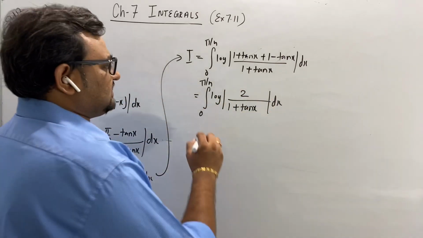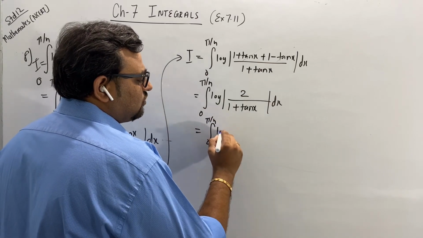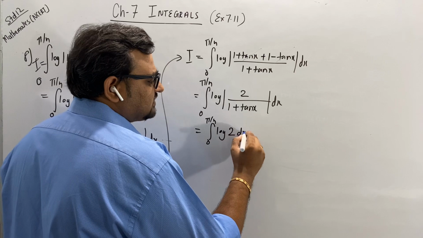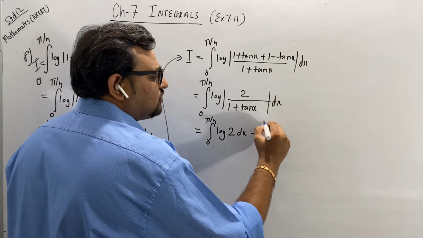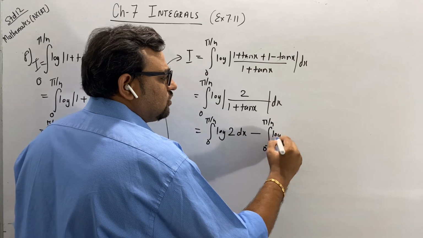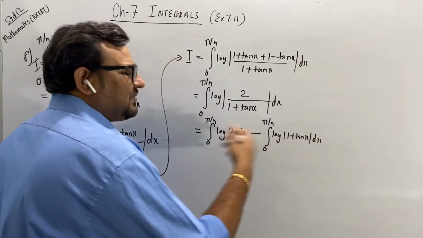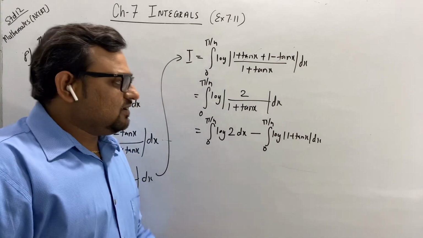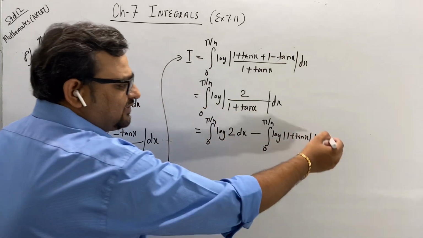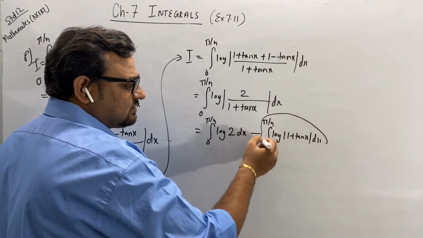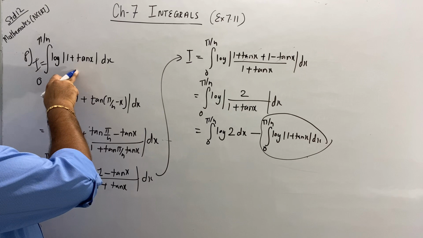log of 1 plus 10x. So this will be equal to the integral from 0 to pi by 4 of log 2 dx minus the integral from 0 to pi by 4 of log 1 plus 10x. I have separated this log and also separated the integration. So now when you see this, this is your question I, right?